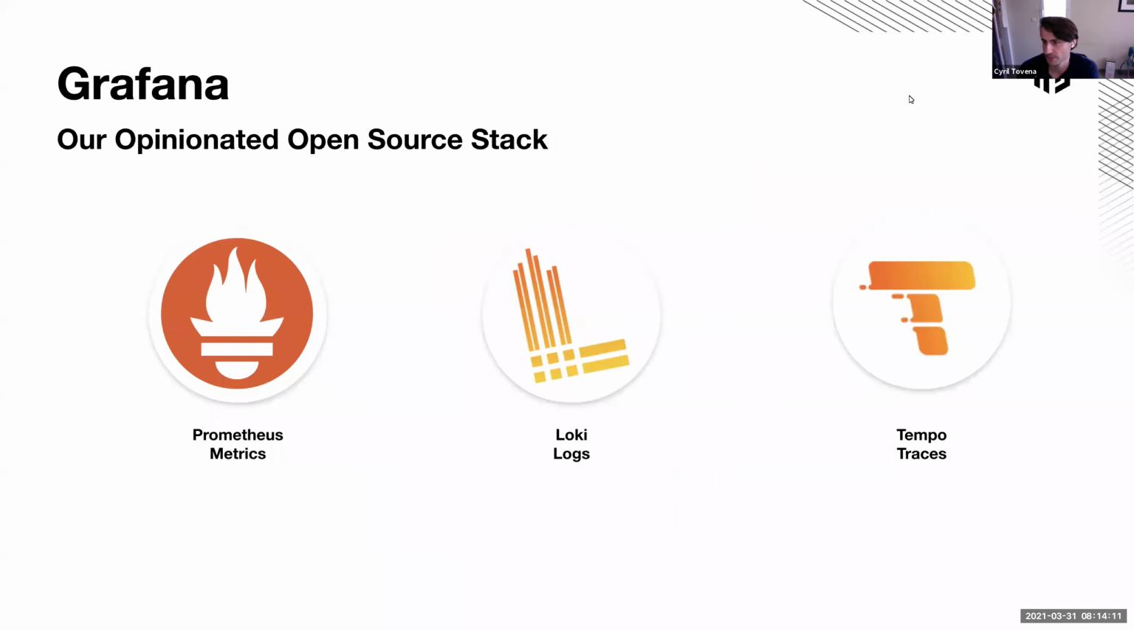However, that doesn't mean that we are not opinionated and that we don't have what we think is the best combination. And the best combination we think is Prometheus, Loki, and Tempo. All of them are open source projects, so feel free to try them out. And it wouldn't be fair to say that this is what we think is the best combination without explaining why. So I'm just going to give a quick introduction to each of those projects.